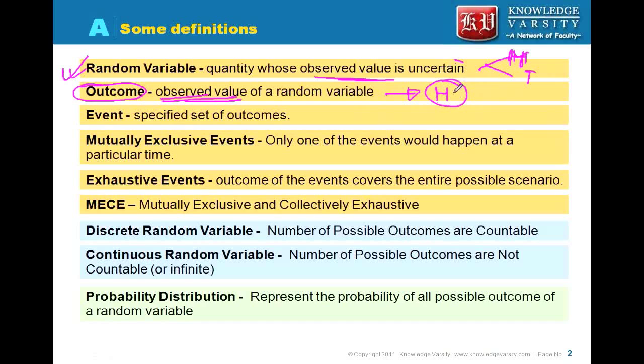Now what you have is an event. In probability, an event is a set of outcomes. A set of outcomes can even be just one outcome. So you can have an event as head, or an event as tail, or an event as head and tail. So an event is a specified set of outcomes.